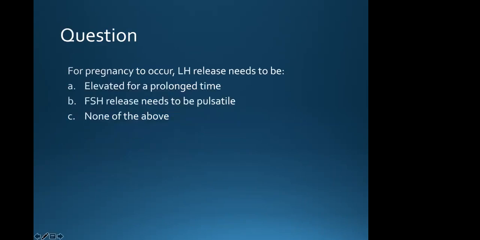Okay, so one of your questions coming back from some things this morning. For pregnancy to occur, luteinizing hormone release needs to be A, elevated for a prolonged time, B, FSH release needs to be pulsatile, or C, none of the above. Good. You guys did good. Because this was just a little bit tricky. I've used a similar question with the pharmacy students, and when they see pulsatile, they go for the pulsatile. But that is true.